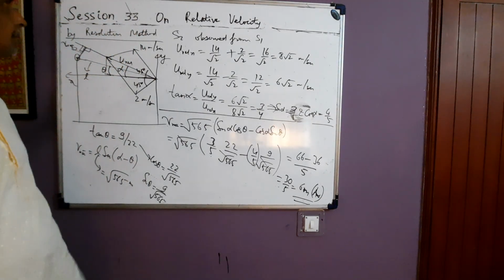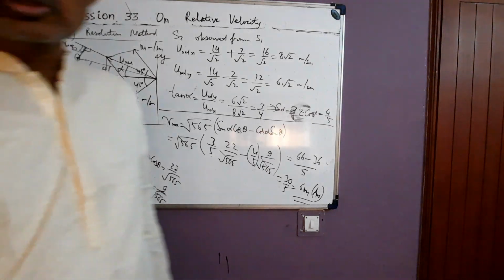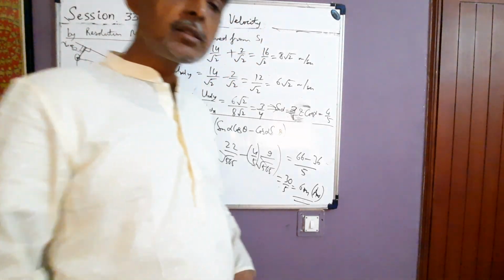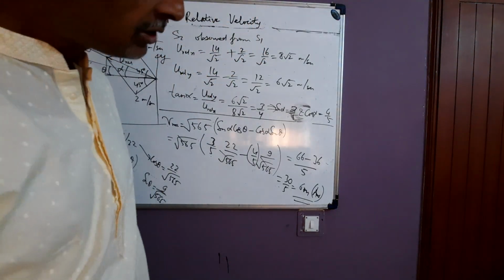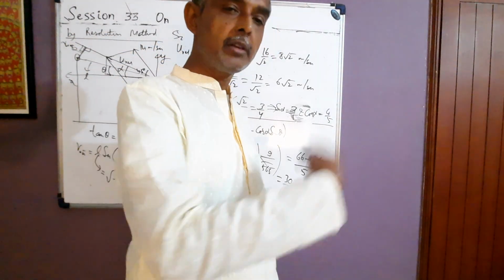So in the next video I will take up the relative velocity collision problems in 2 dimensions. That will also be done in 2 phases. Phase 1, phase 2. Phase 1 in which relative acceleration is 0, and phase 2 in which relative acceleration is non-zero. That I will take up in the next video.